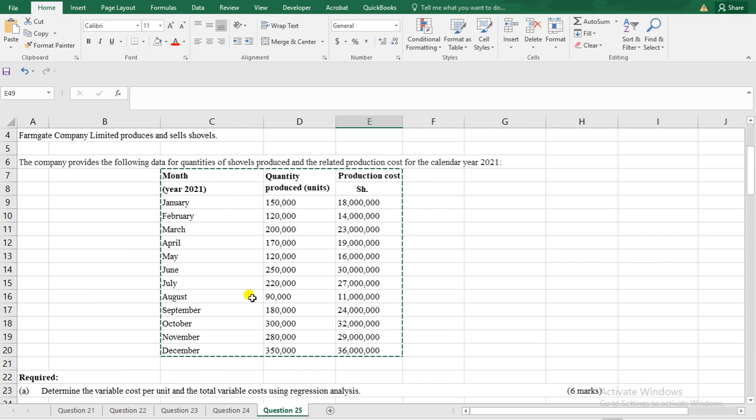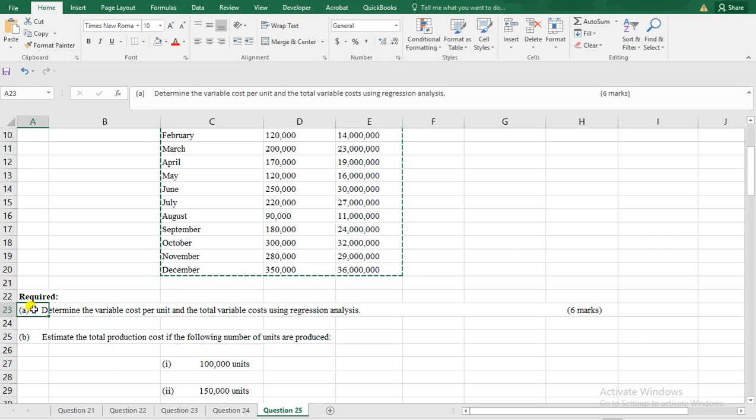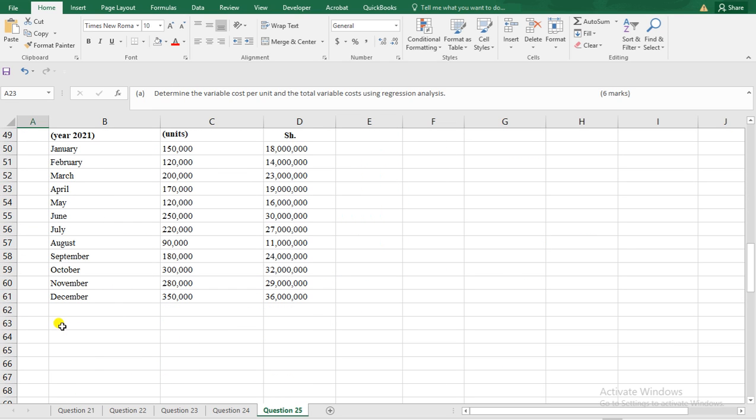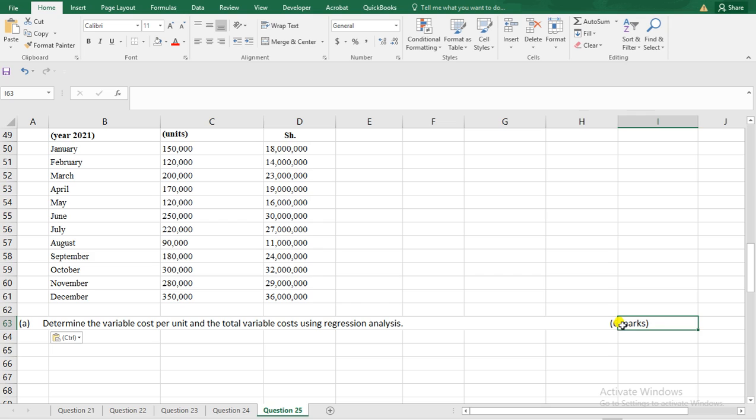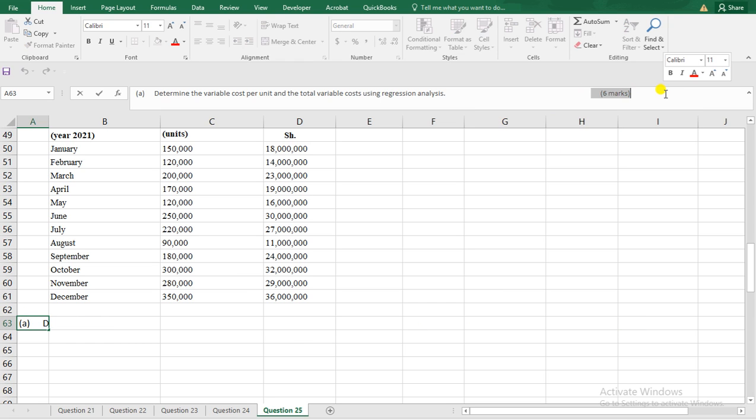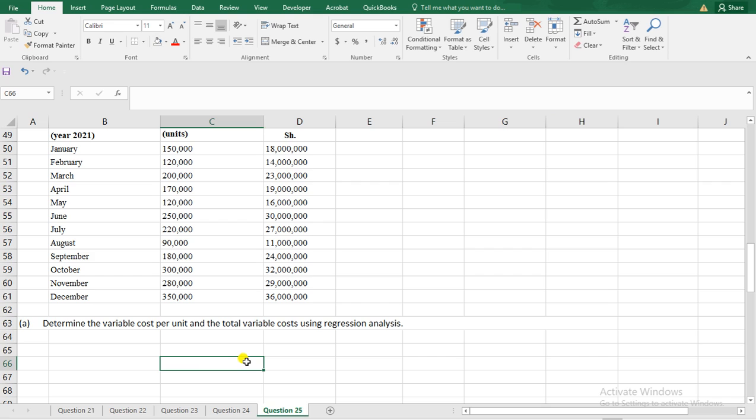The first question that the examiner wants us to do is to determine our variable cost. It's 6 marks, of course, you are given. So just remove that bit. At this point, I'll be required to determine our variable cost per unit and the total variable cost using regression analysis. The easiest way is to use the regression function in Excel, which I believe all of you are familiar with.